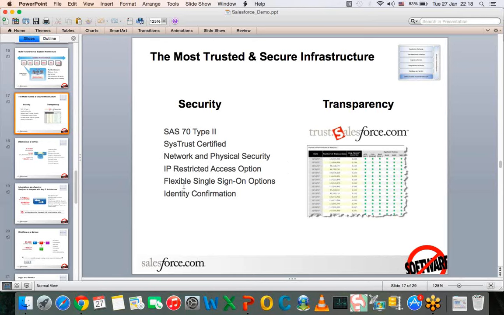Similarly, you have IP restrictions, single sign-on and identity confirmation. IP restrictions are where, when you log into your Salesforce as an administrator, you can restrict your users to access only from a certain list or range of IP addresses in which your company works. Only within that range will you be able to log into your Salesforce account. If you're trying to log in from your home, it's not possible, because it's been restricted using the IP address access option.